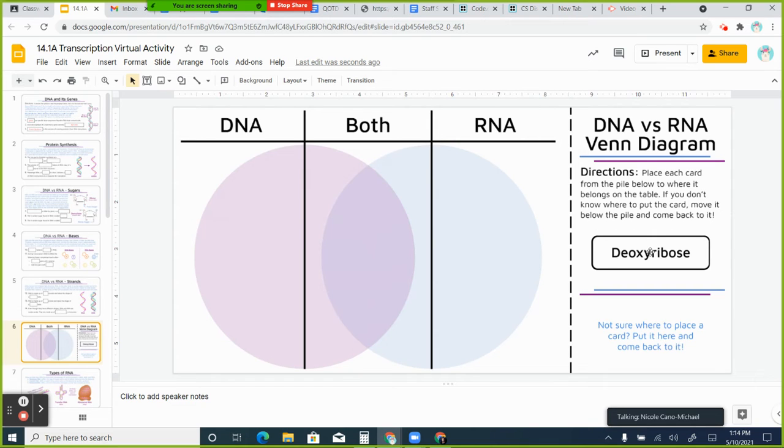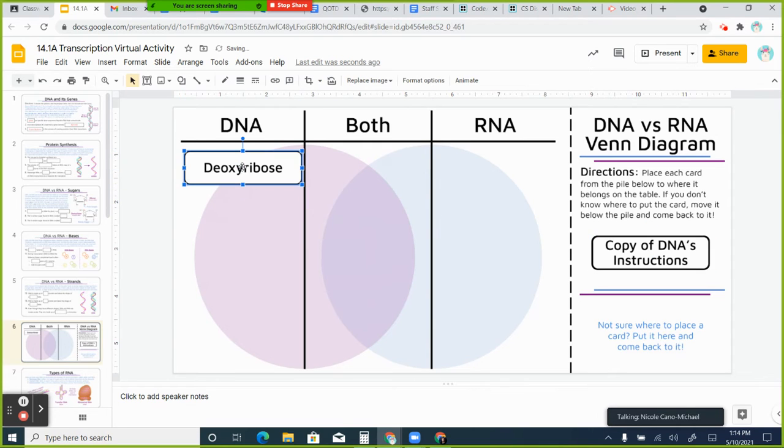All right, so I read the word deoxyribose. And I know that deoxyribose is the sugar in DNA. So I'm going to pick this up and I am going to drag it over to the DNA column. So this is a Venn diagram. Venn diagrams are used to compare and contrast what is unique and what are shared characteristics.